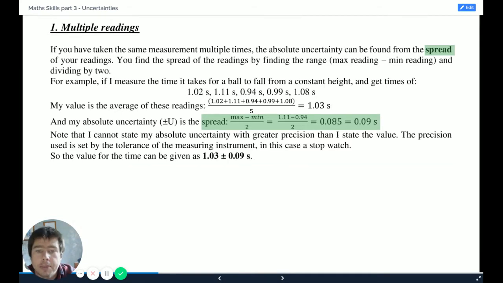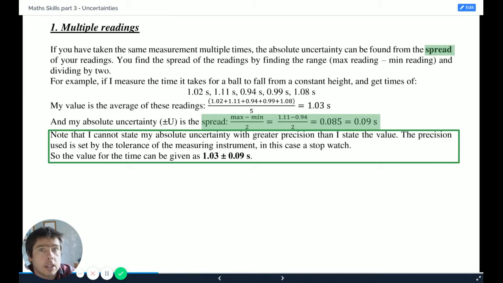Now, I've got to be careful here when I'm stating my value. I can't state my uncertainty value to a greater precision, more decimal places, if you like, than the value. So if my mean is 1.03, the number of significant figures I use for that is dictated by the number of significant figures that I take my measurements with. So if you look here, the data is 2 decimal places or 3 sig fig for a lot of that data. So 1.03 seconds is fine as a way to quote my mean. I wouldn't want to quote it as 1.027. And then my spread I have to round, so it's the same precision as the data.